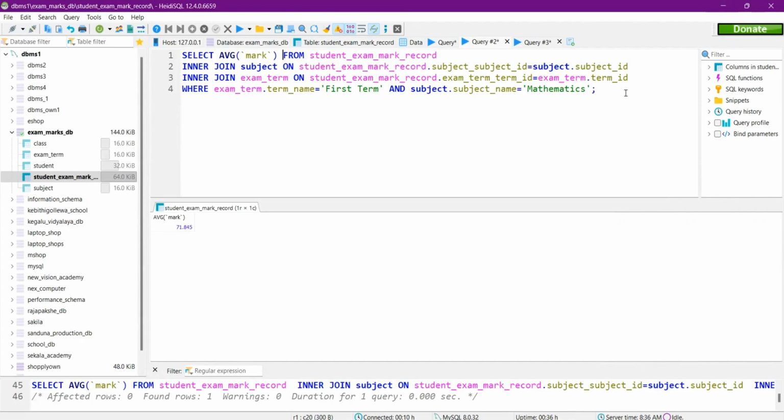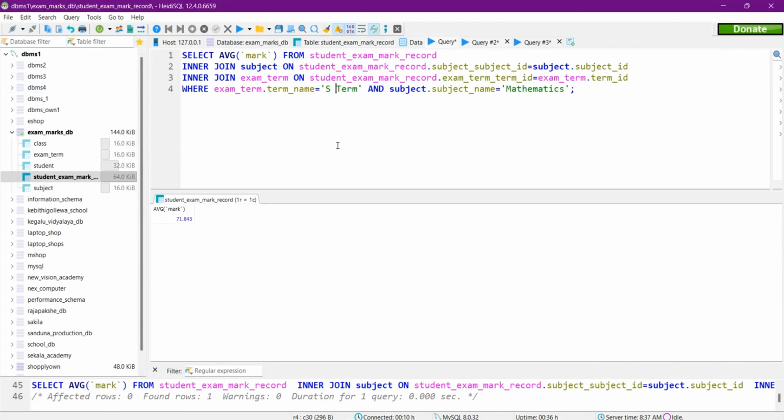So I'm using the same query here, but we need to change only two things. The conditions should be changed. So this is the query for the second question.